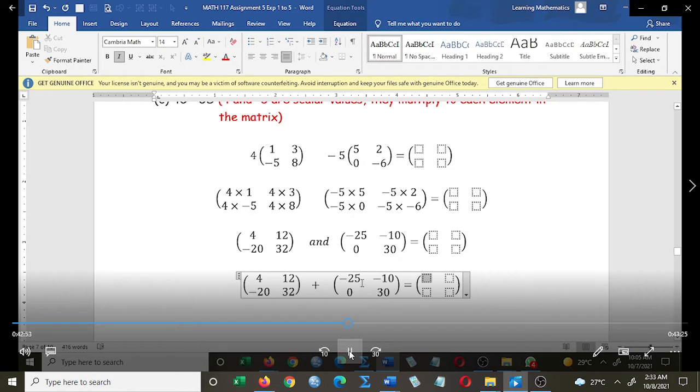And then you proceed to get your final answer. 4 plus negative 25. Negative 21, right? 12 plus negative 10. 2. Negative 20 plus 0. 32 plus 30. Alright.